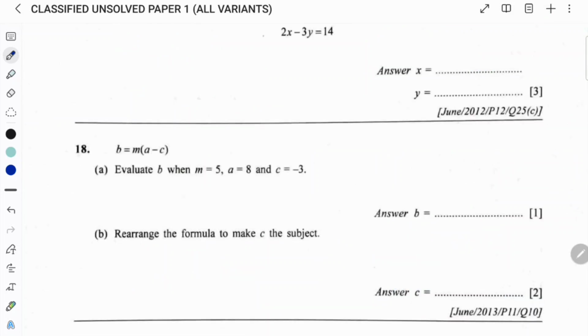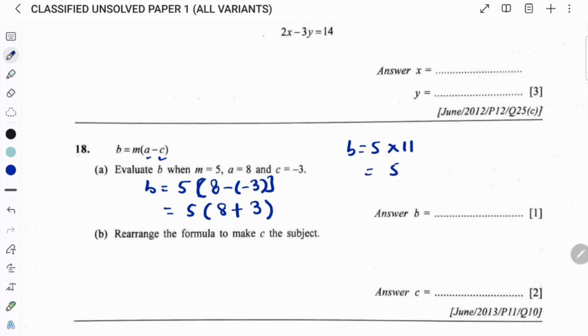In question number 18, B is equals to M times A minus C. Evaluate B when M is equals to 5, A is equals to 8 and C is equals to minus 3. Just substituting the value. So B is equals to M times, M is 5, and then A minus C, 8 minus minus 3. All right, that's it. So 5 times 8 plus 3. 8 plus 3 is 11. So B is equals to 5 times 11, which is equals to 55. So 55 is the value for B.